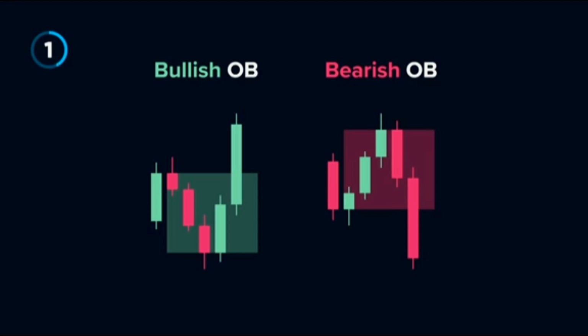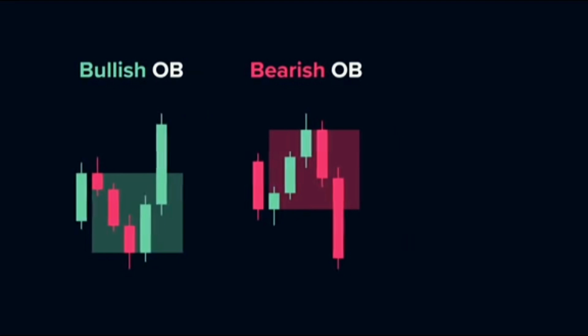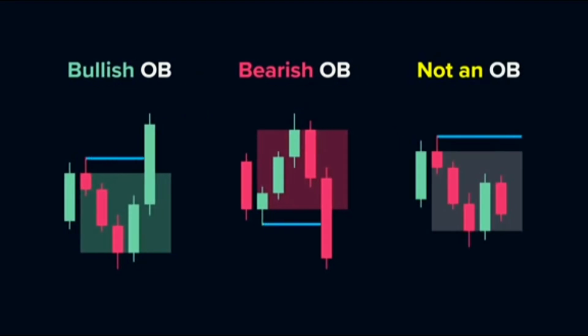But this is only the very basics, because where most traders go wrong is failing to actually understand the further market structure that needs to be present in order to correctly validate an order block. But we have a few pieces of criteria that makes this very simple.